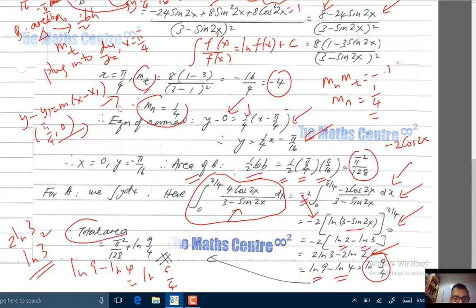So the total area will be the area of the triangle, which is pi squared over 128, plus log 9 over 4. And we are done.